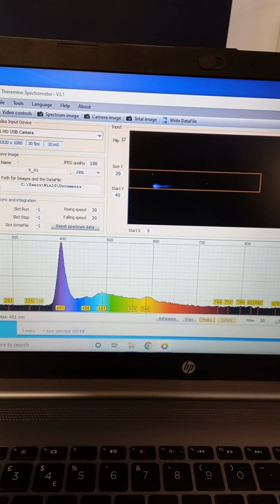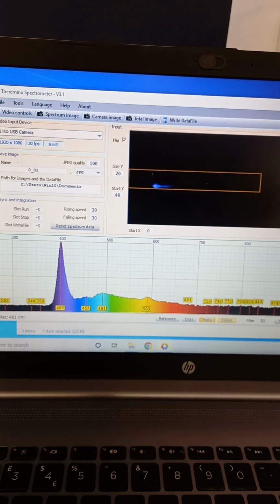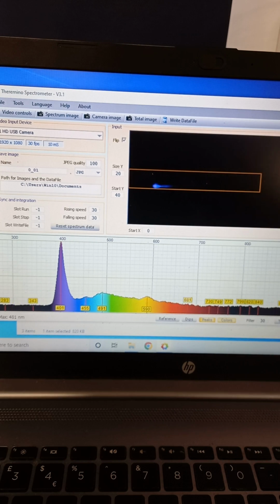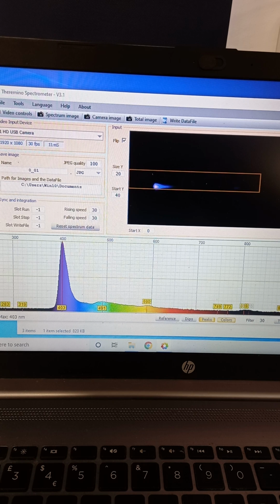So initially I'm just going to choose some lab specs, which shouldn't really block anything. So if I put them in the way, you can see there's a slight adjustment in the signal, but that peak is still there around 400 nanometers.